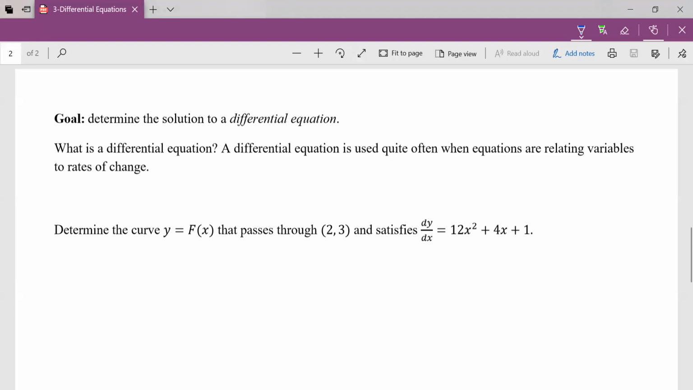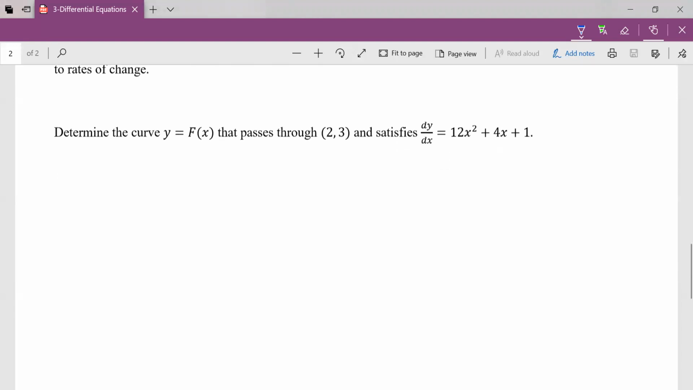So just something to keep in mind that there are some really robust applications. The nice thing for us, friends, is that these questions actually are pretty nice and easy. So determine the curve y is equal to capital F of x, okay, so the antiderivative is what I'm saying there, that passes through (2, 3) and satisfies the derivative dy/dx, so the rate of change. So what I've got here is some rate of change is this polynomial function. So what I'm going to do is take the antiderivative of this, or the indefinite integral, same. I'm going to say, okay, the antiderivative of this is capital F of x.